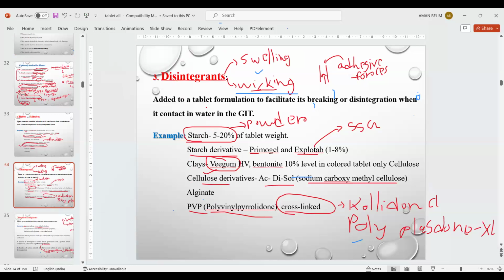In two steps, we will add disintegrant, right? This is also very important. And what is the reason behind adding it intragranularly and extragranularly? First, tell me what is intragranular, extragranular, and why we add it in two steps. Why don't we add it directly?